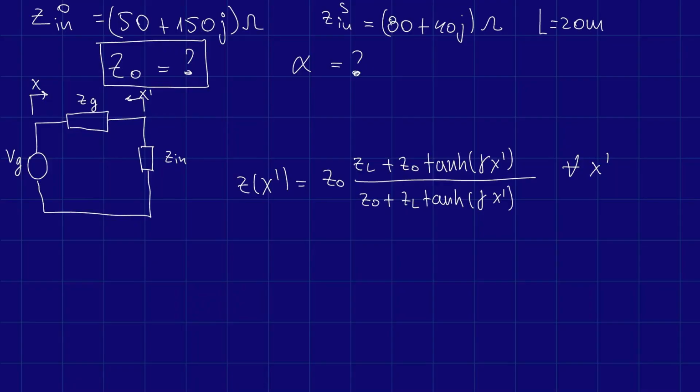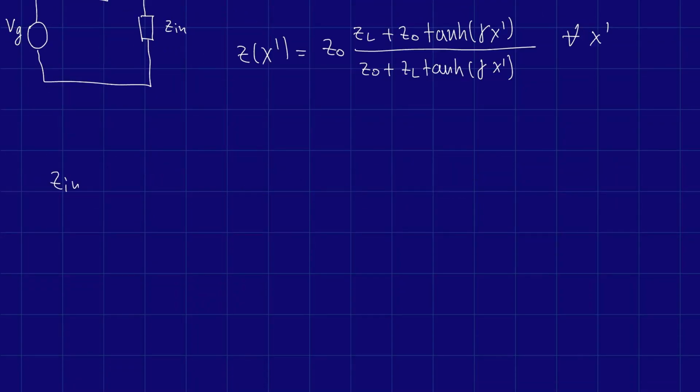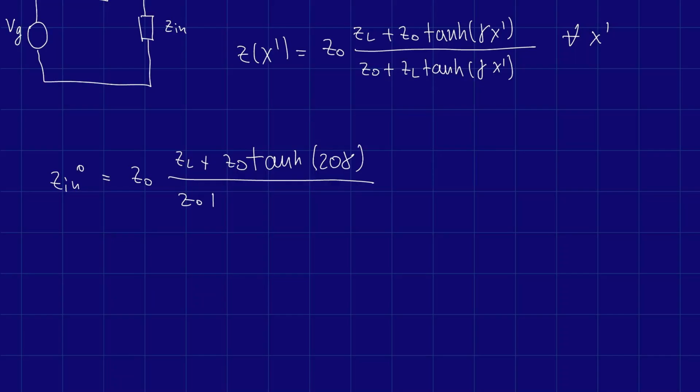Let's first try for Zin-O. Zin-O is equal to Z0 times (ZL plus Z0 hyperbolic tangent of 20 gamma) divided by (Z0 plus ZL hyperbolic tangent of 20 gamma). Now I wrote 20 gamma because the length of the line is 20 meters, and when we say input impedance, we mean at the beginning of the line. And since we had x' inside the formula, we had to substitute that the line is 20 meters long.